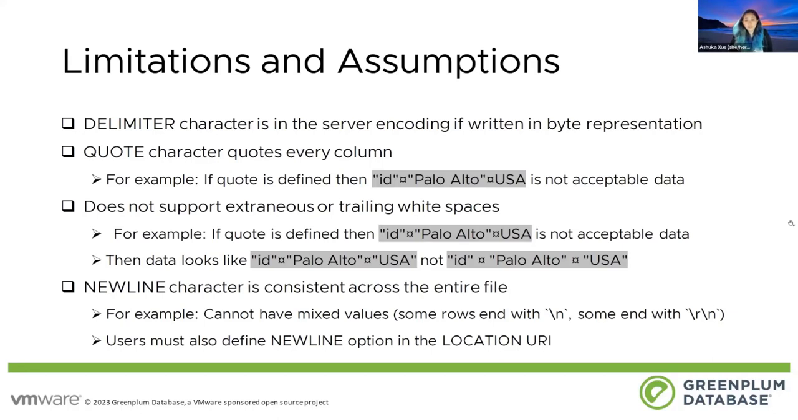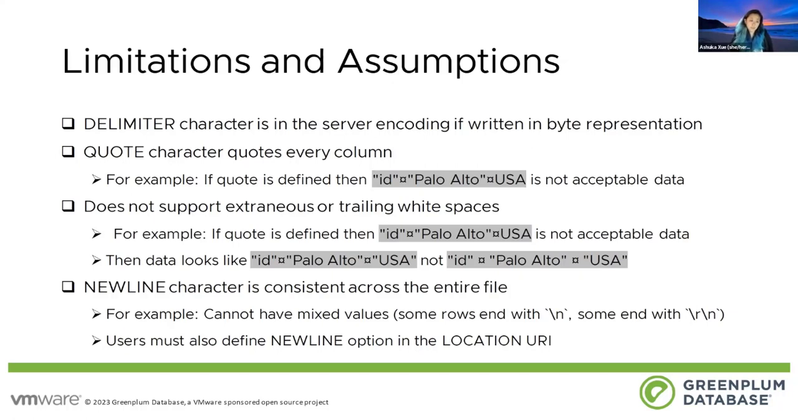So what are the limitations and assumptions? As I mentioned in the demo, the delimiter character, if you choose to write it in byte representation, must be written in the server encoding. A couple other limitations are that the quote character, if you choose to define it, must quote every column. We also currently do not support extraneous or trailing white spaces, so if quote is defined, then you cannot have spaces between the quote value and the delimiter value. You cannot have spaces between the delimiter value and the new line character, for example.